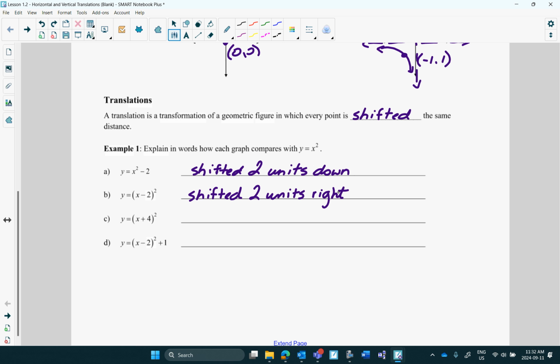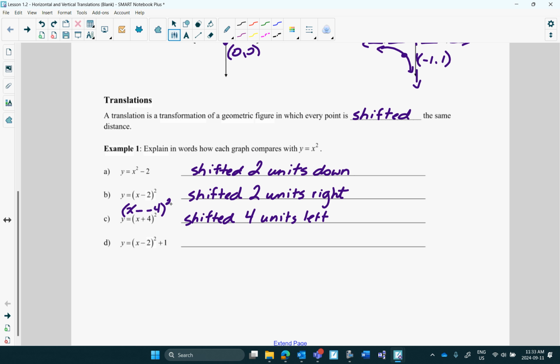How about this next one? 4 units left. Because if we were to write this in subtraction form, we would get x subtract negative 4 squared, because minus is equal to plus. We always want it in subtraction form. So if we put it in subtraction form, this is actually negative 4, which tells us to the left.